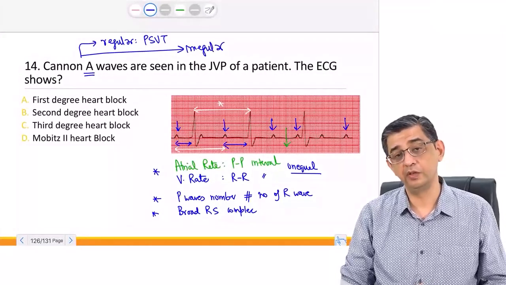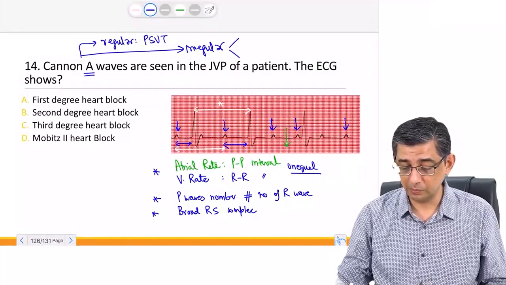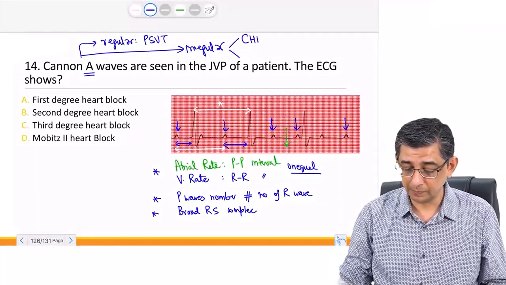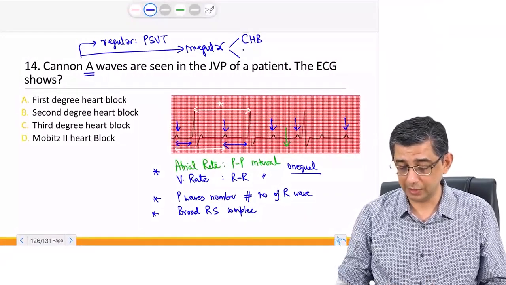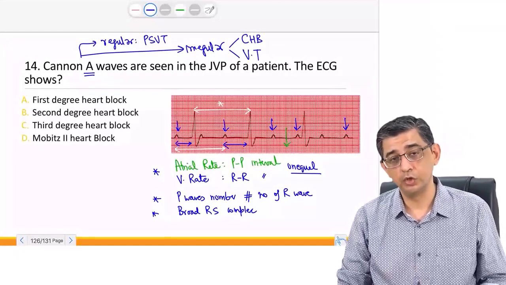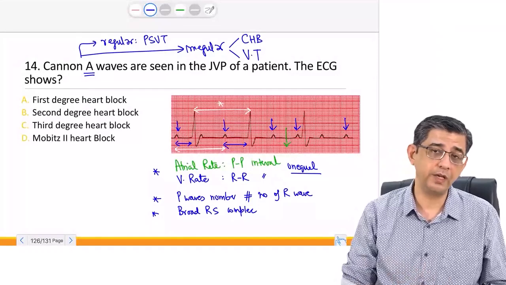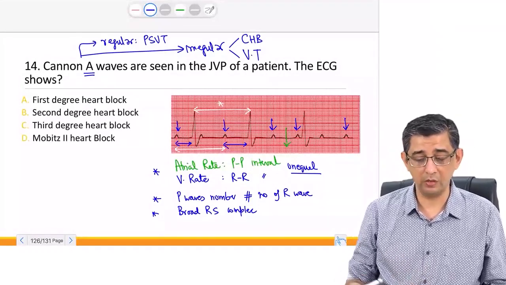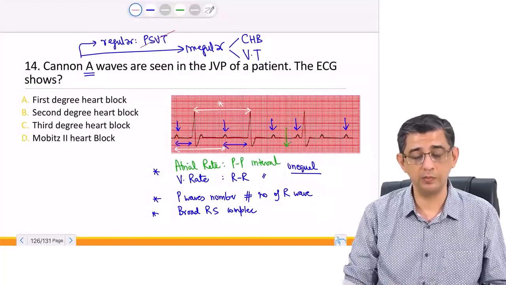Irregular Cannon A waves are encountered with a bradyarrhythmia, that is complete heart block, and with a tachyarrhythmia, that is ventricular tachycardia. Now, how did I solve this question? You will notice that in PSVT there should be a narrow complex QRS. In this case, there is no narrow complex QRS, so I am ruling out PSVT from the options.